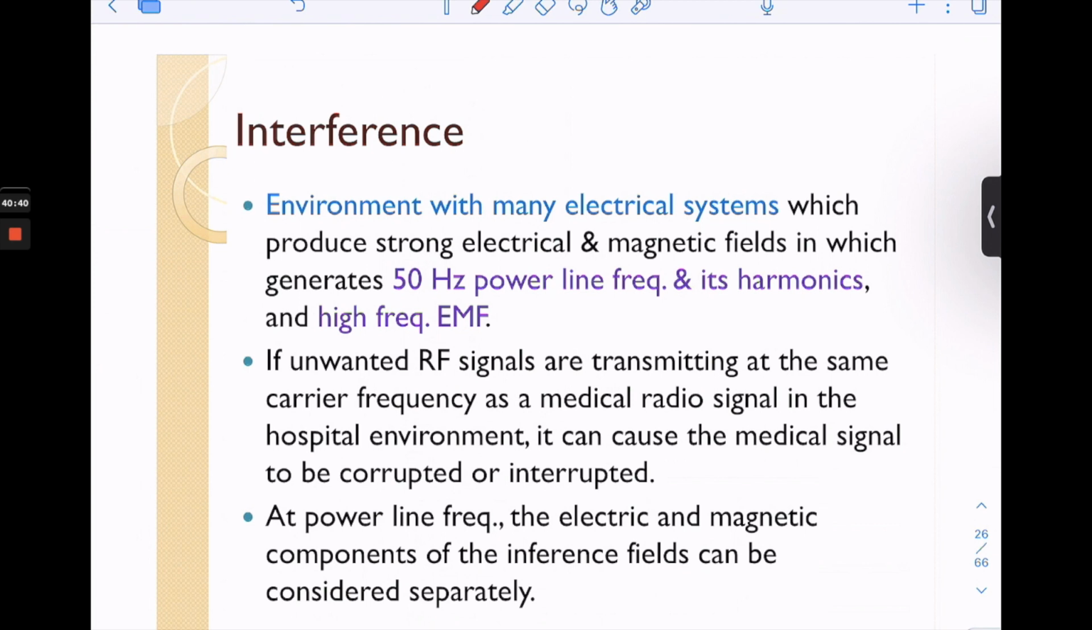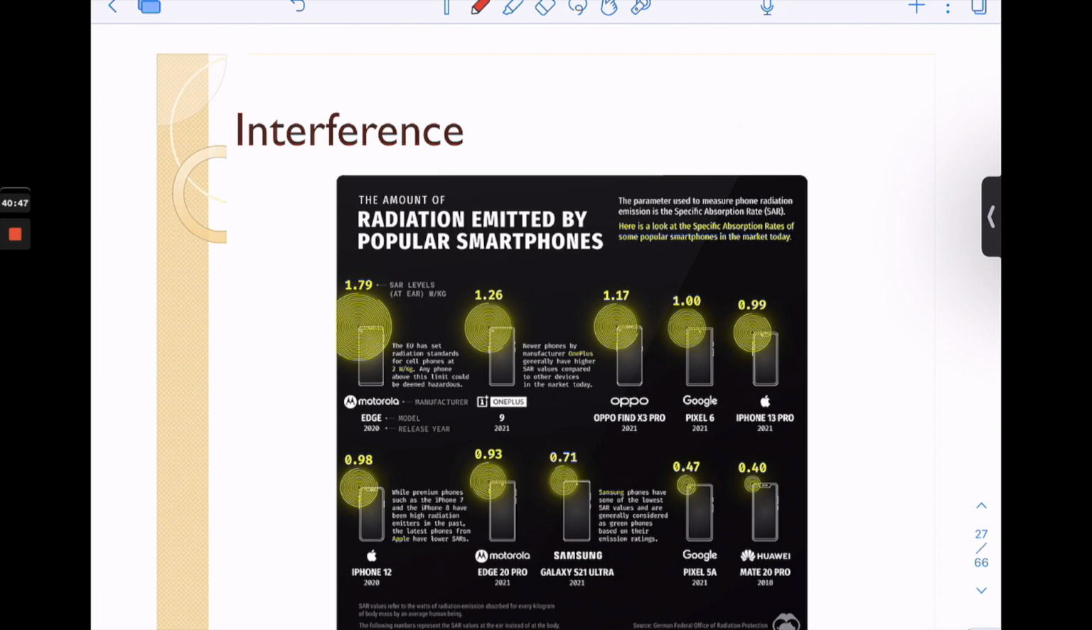medical devices. Right? These are examples of telephone radiation taken latest, I think, in 2021. The phones that emit radiation, Motorola, OnePlus, Oppo, and Google, have radiation more than one. So there is what we call a discussion among scholars about the radiation, and this is a never-ending story about the radiation emitted from the phones.